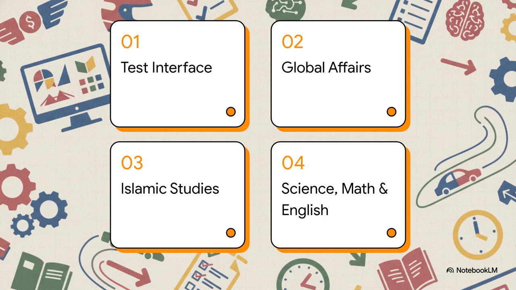So here is our roadmap for today. First, navigating the test interface. Second, global affairs and organizations. Third, Islamic Studies and history. And finally, science, math, and English.